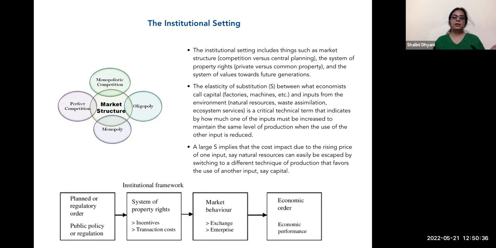So a large substitution elasticity implies that the cost impact due to the rising price of one input is small. Whenever there is fluctuation of any raw material or any input, there is always a rise in prices. Natural resources can be easily escaped by switching to different techniques of production that favor the use of another input, say capital. So you can always find different techniques, and that is what technological intervention has done. Over time, technology has improved, and this improvement has filled the gap of anything that could have had a major impact on production of anything in the market.